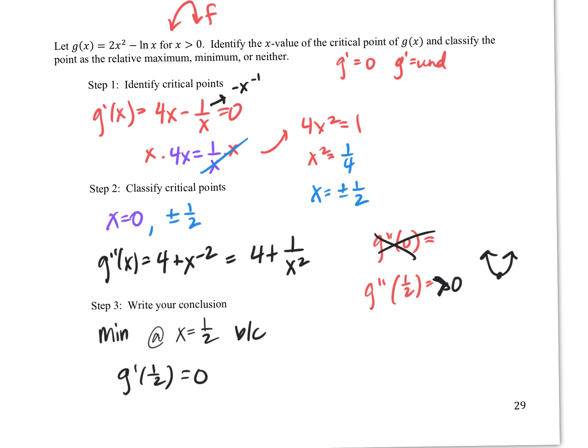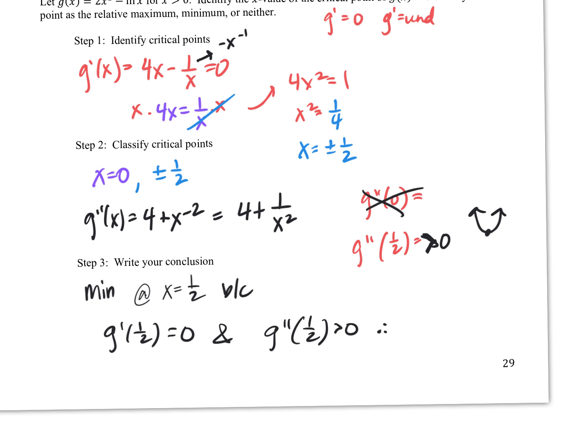I'm sorry. And g double prime at 1/2 was greater than 0. Therefore, g is concave up. Let me say why we had to say this. We had to state that we got our critical points here. That's when my derivative was equal to 0. And then if my second derivative was positive, we got a concave up graph. Therefore, we would have a min.